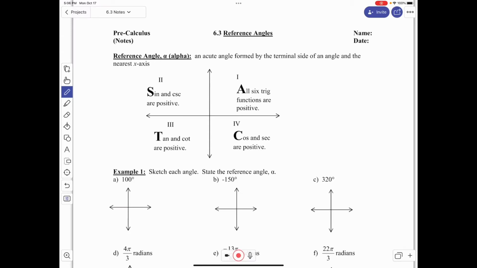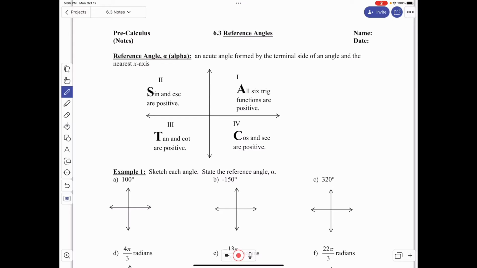This is lesson 6.3, reference angles. A reference angle, which we call alpha, is an acute angle formed by the terminal side of the angle and the nearest x-axis. Make sure you don't get it confused and try to draw it to the nearest axis whatsoever or to the nearest y-axis, because it's always the nearest x-axis.